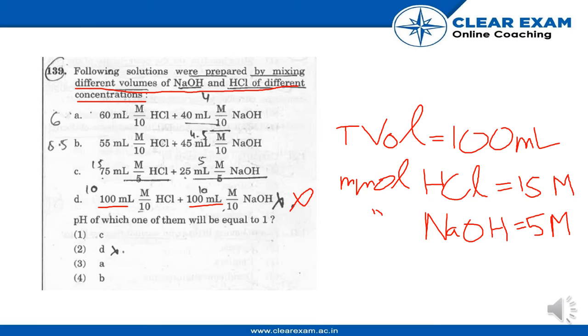Okay, so as you can see, the 5 m mole of NaOH will neutralize 5 m mole of HCl, so the amount of HCl remaining will be 10 m mole. 10 m mole will remain.